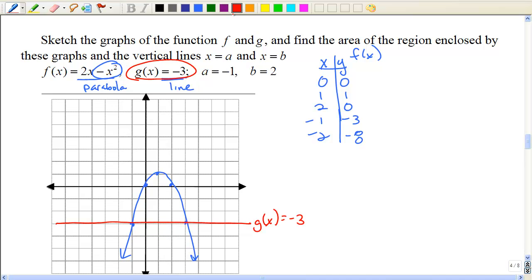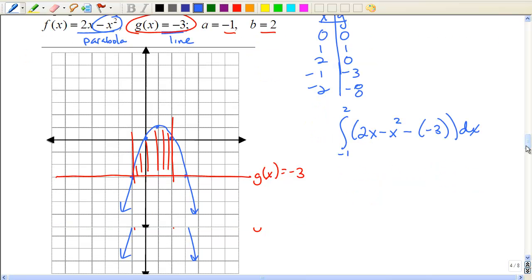The important thing to see is which one is above or below. So you don't need a very accurate graph, just so you'll know which way to subtract. And then of course we're bounded between negative 1 and positive 2. So we're looking at this region right there. So our area is going to be between negative 1 and 2. The upper graph is 2x minus x squared. The lower graph is negative 3. Be careful with that negative.